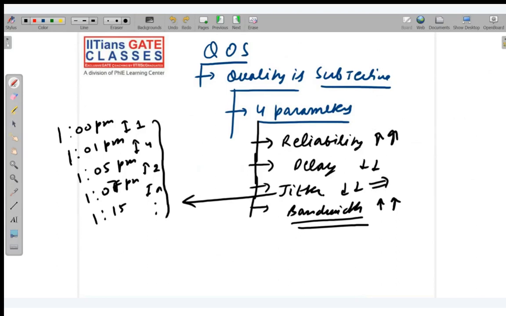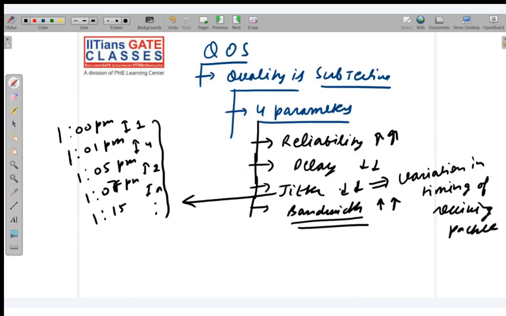Or if you want a technical definition, then I can say: variation in timing of receiving packets. And it should obviously be low. Jitter should be low. It should not be high. If it is high, then obviously quality will be bad. So I hope I have made the point clear to everybody.